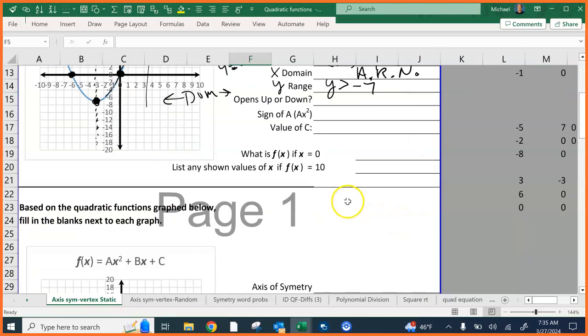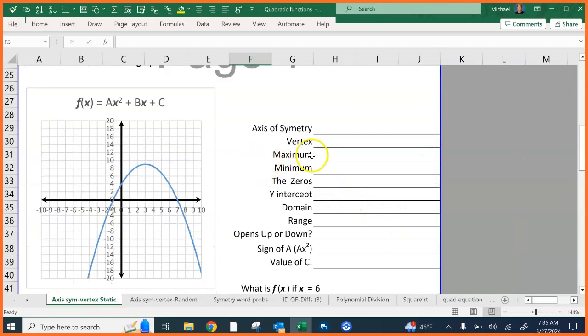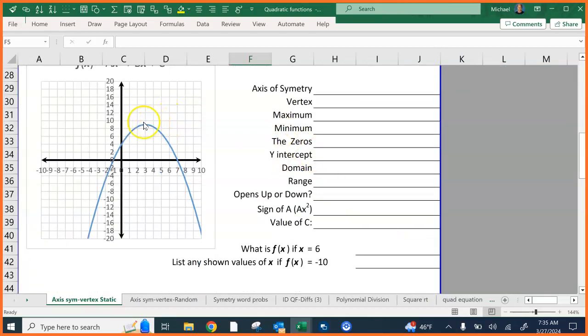Now, for example, I'll do one more for you. So this one, the first one that you guys are going to do on your own, the range on this one would be, you now have a maximum, right? Looks like that's in the middle of 8 and 10, so the maximum is going to be y is equal to 9. But here, instead of it being y is greater than something, it's going to be y is less than 9.